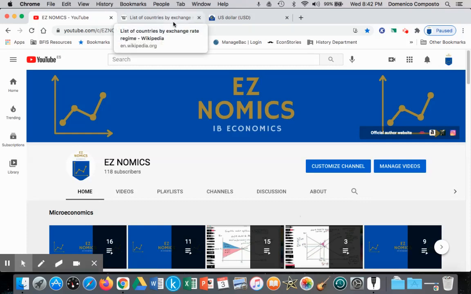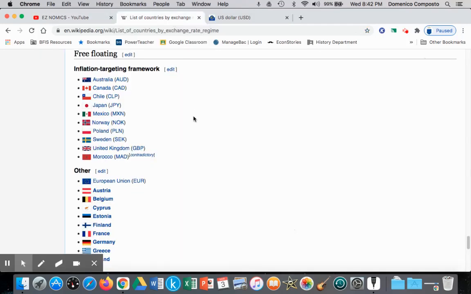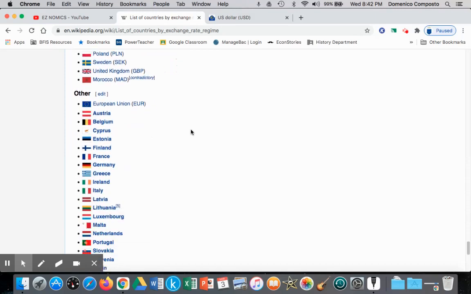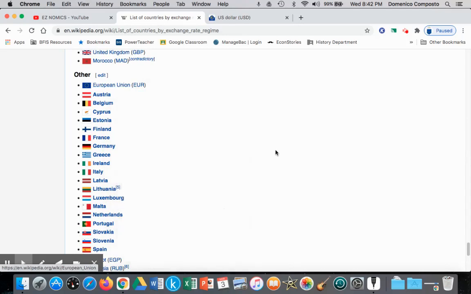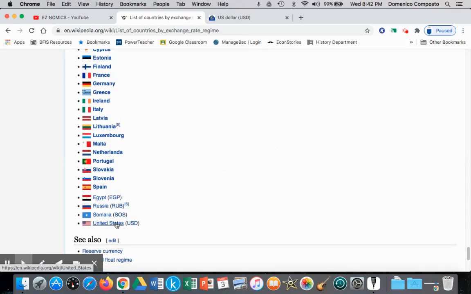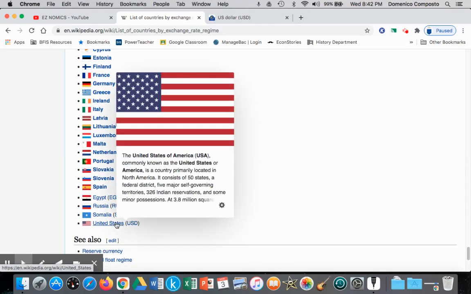And we're going to illustrate a free-floating exchange rate system to understand how a currency may appreciate or depreciate. Here we have a list of countries that use a free float system for their currency in the foreign exchange market. Specifically, we can look at the European Union that utilizes a free float and the United States that also uses a free float.